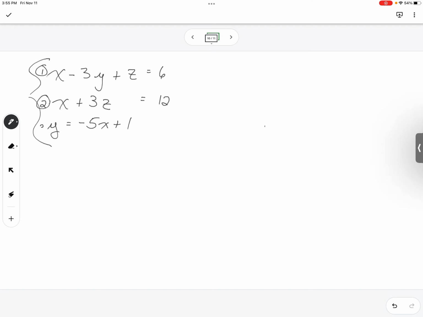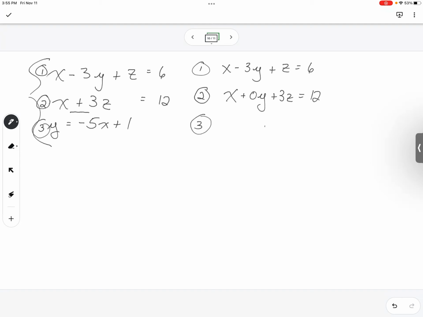Okay, equation 1, equation 2, equation 3. I'm going to leave equation 1 exactly as it is. I'm going to rewrite equation 2 slightly because notice there is no y variable in equation 2, and I need to note that somehow. So x plus 0y plus 3z equals 12.